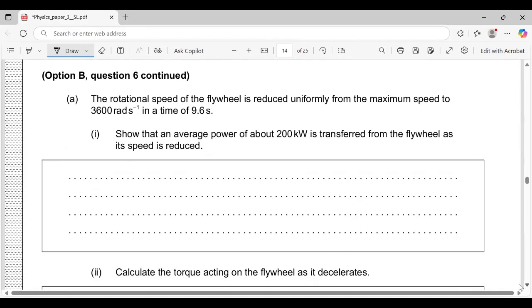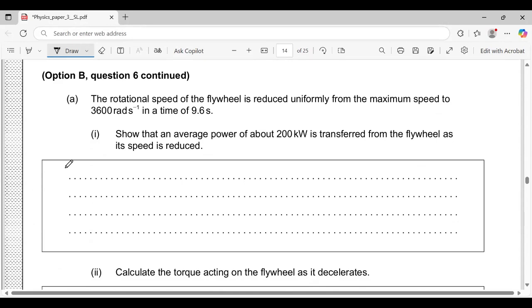The rotational speed of the flywheel is reduced uniformly from the maximum speed to 3,600 radians per second in a time of 9.6 seconds. Show that an average power of about 200 kilowatts is transferred from the flywheel as its speed is reduced. Okay.